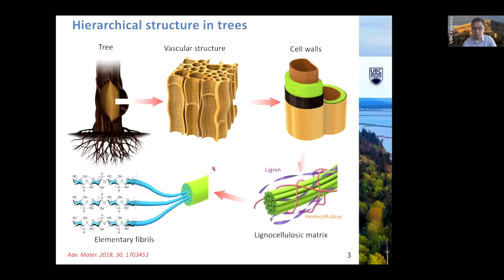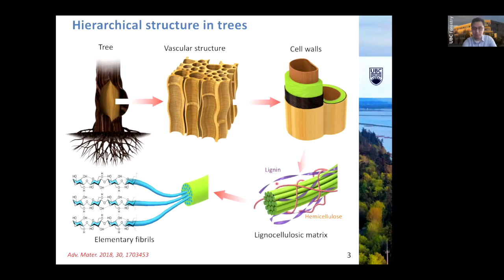I'm sure most attendees already know what cellulose and nanocellulose are, and also the hierarchical structure in the trees. In a tree, there are a lot of vascular structures. Those vascular structures serve as a conduit for the water uptake and also the nutrient uptake. Depending on the species, there are vessels and tracheid fibers. Nevertheless, they all have the cell wall. Within the cell wall, there's a lignocellulose matrix, which includes lignin, hemicellulose, as well as cellulose. Those are three major polymers you can find in the fibers.